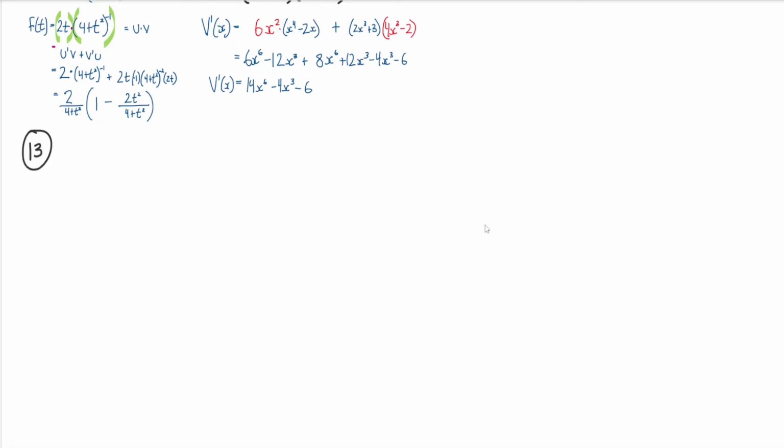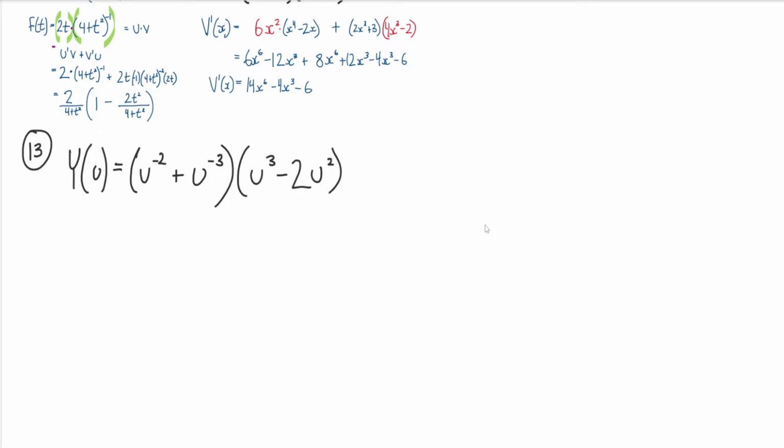13. What is 13? 13 here is u to the minus 2 plus u to the minus 3, times u to the 3 minus 2u to the 2. Okay, so it doesn't matter that it's now a different variable by a different name. We're going to treat it the same way.